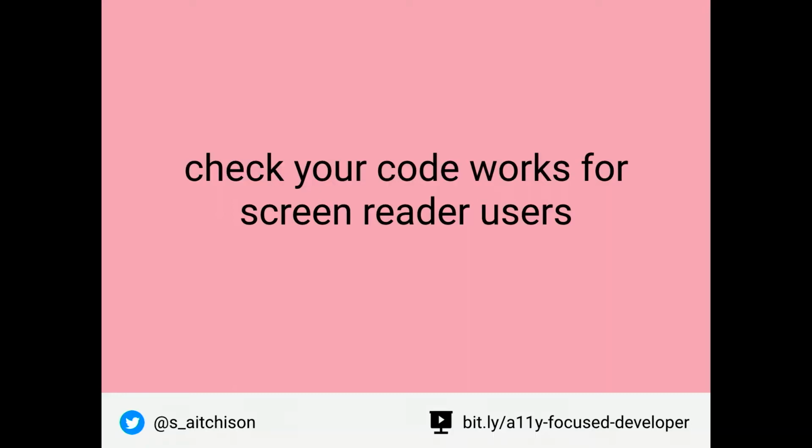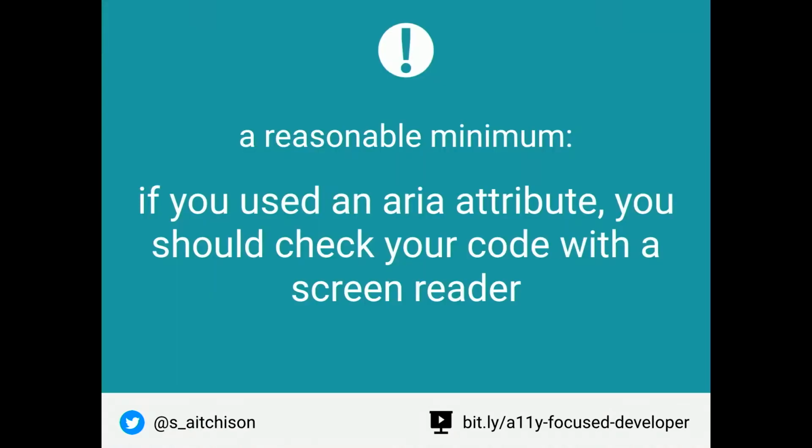And the last one, check your code works for screen reader users. And you might be thinking at this point, seriously, for like every piece of work I do, am I really going to check with a screen reader? I'd agree. I actually don't think it's always necessary. But I have one golden rule, and that's if you used an ARIA attribute, you should definitely be checking your code with a screen reader. So ARIA attributes, like ARIA label, for example, have the power to override other semantics on the page, and they're only really surfaced to screen reader users.